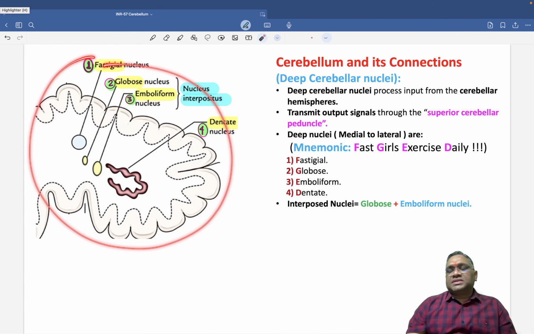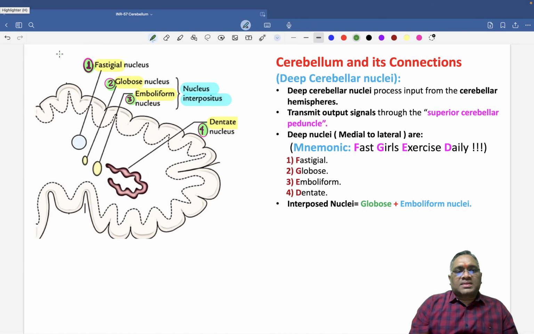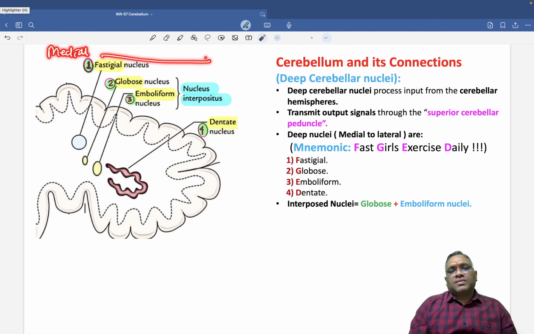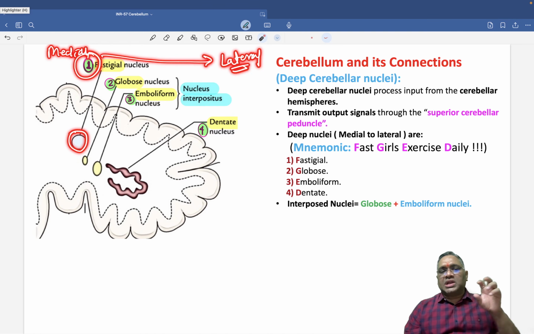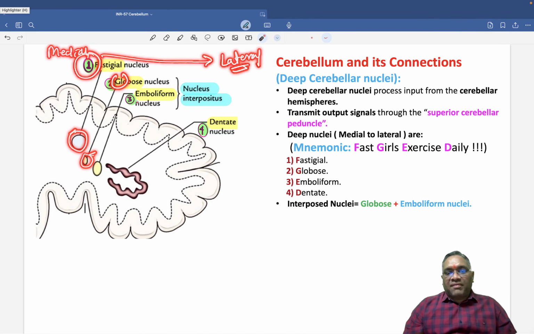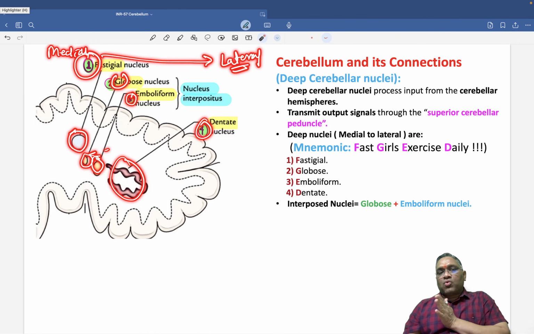Now you can see here, this is the cerebellar nuclei, right? If I mark this as the medial side, and from medial you move to the lateral side, this will be the arrangement of nuclei. Who is the medial most? It is the fastigial. Fast, girl, exercise, daily, right? Globose comes after that, then emboliform is the third one, and then the dentate nucleus is the fourth one. So these are the four nuclei: fastigial, globose, emboliform, and dentate, from medial to lateral.